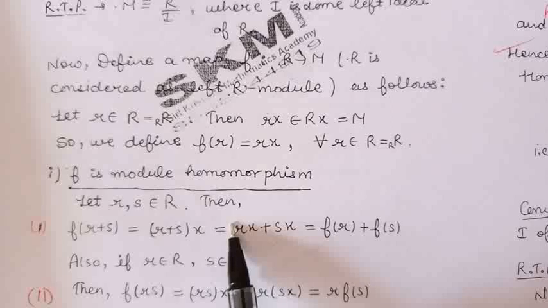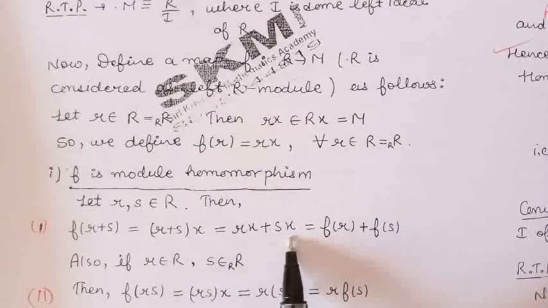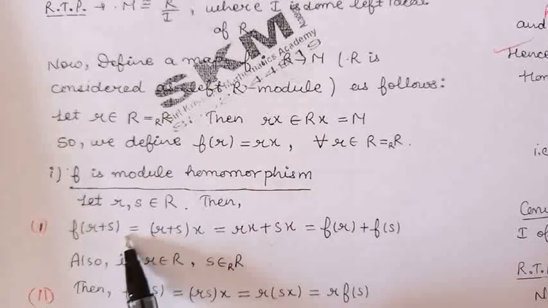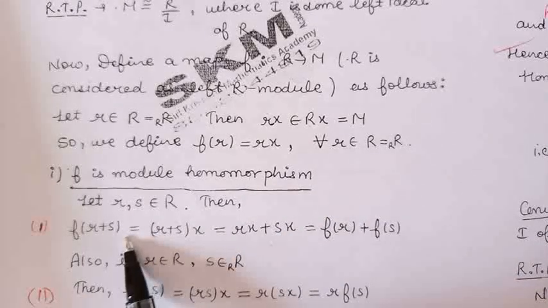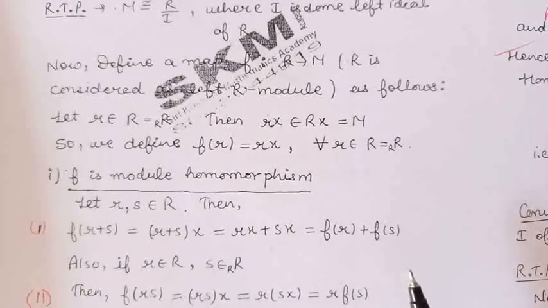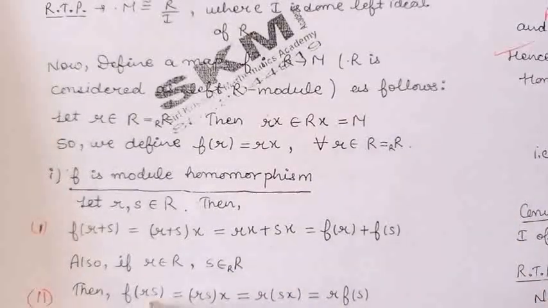Rx is the image of r under f. Sx is the image of s under f. So our first condition for homomorphisms is proved. In the second condition, let us find the image of rs.